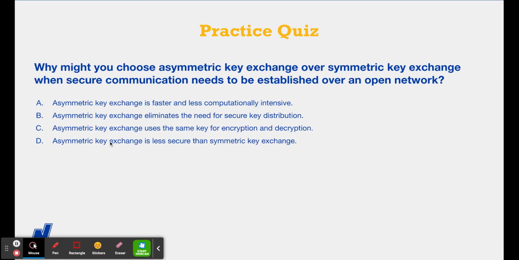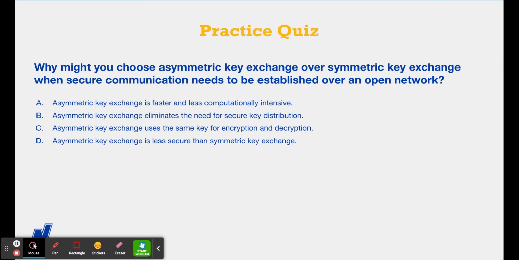Okay, next one. Why might you choose asymmetric key exchange over symmetric key exchange when secure communication needs to be established over an open network? Is it A, asymmetric key exchange is faster and less computationally intensive? B, asymmetric key exchange eliminates the need for secure key distribution? C, asymmetric key exchange uses the same key for encryption and decryption? Or is it D, asymmetric key exchange is less secure than symmetric key exchange?